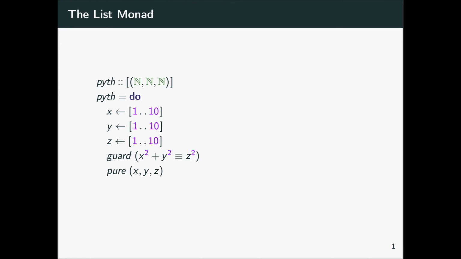One such program is this one, which uses the list monad in Haskell to search for Pythagorean triples. The variables x, y, and z here are drawn from the ranges 1 to 10. A guard is used to ensure that they do in fact form a Pythagorean triple, and then that triple is returned. Here's the result on the right.